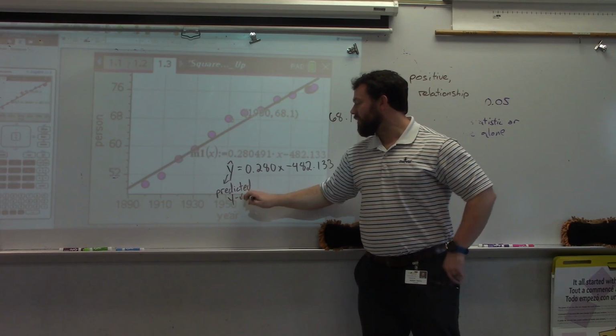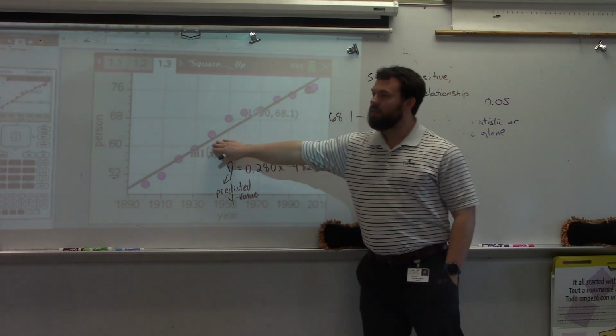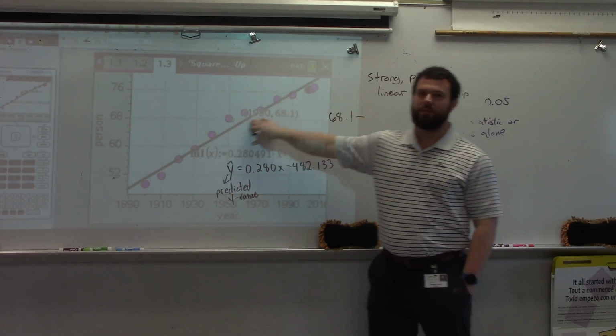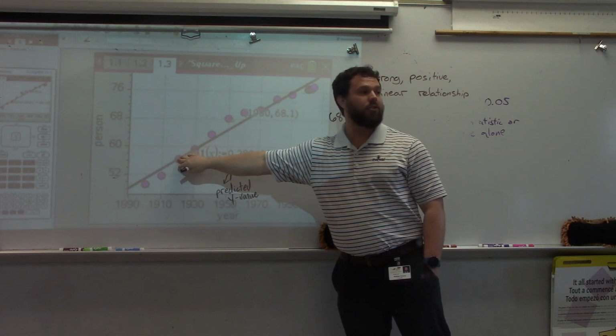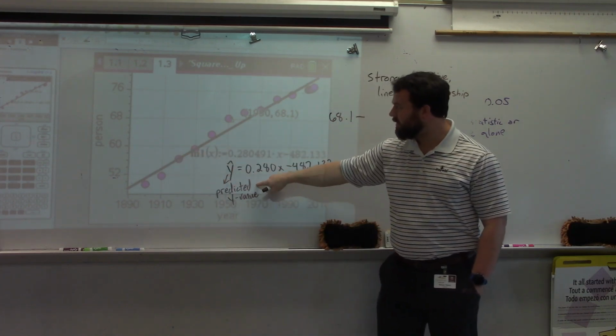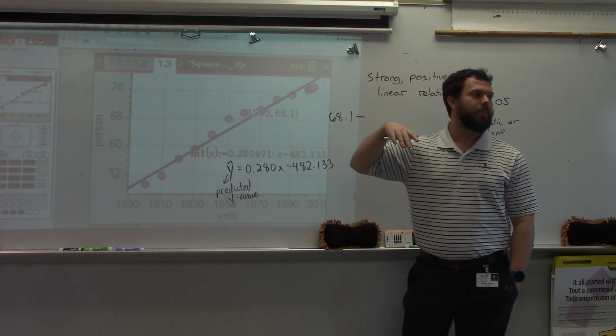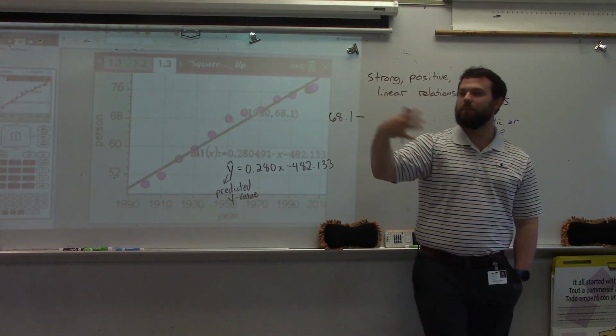Because notice, this line right here, does it perfectly hit those points? So what is that line doing? It is predicting those points. So whenever we say y hat, we just mean predicted.